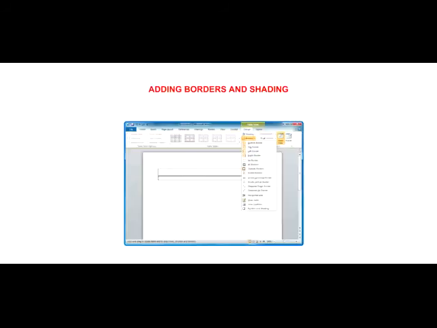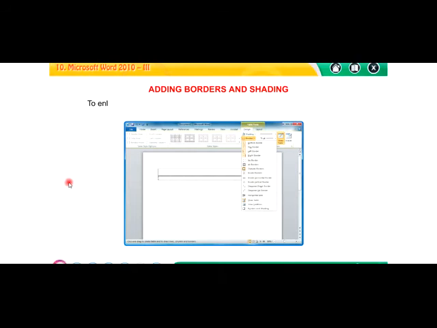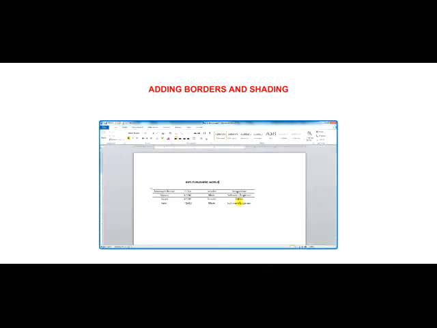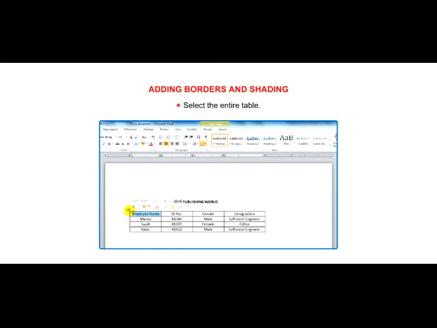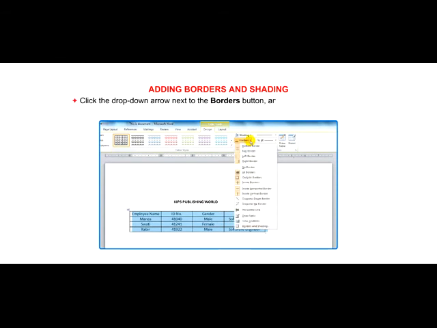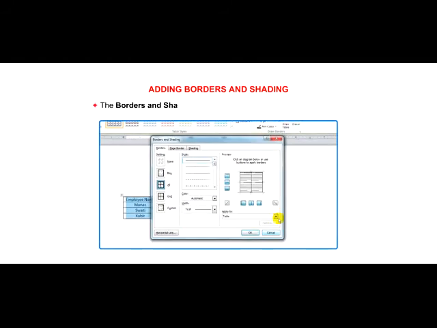Let us learn about adding borders and shading. To enhance the appearance of a table, you can add a variety of borders to it. Adopt the following steps. Select the entire table. Click the Design tab. Click the drop-down arrow next to the Borders button and select the Borders and Shading option from the drop-down list. The Borders and Shading dialog box appears as shown in the figure.